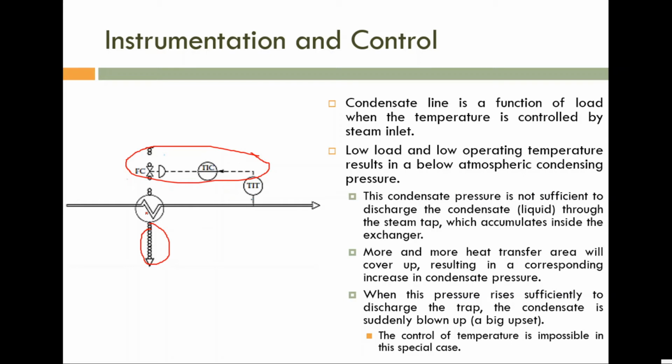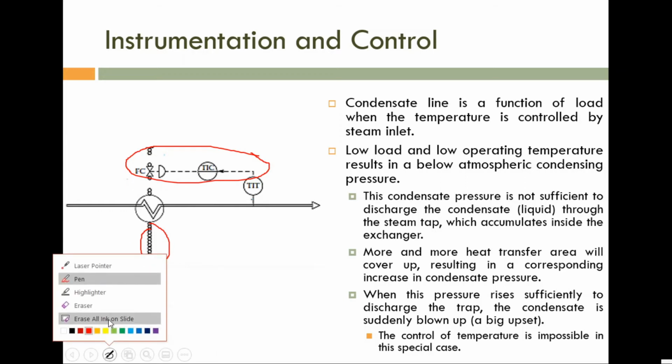So due to the large and quick variation of heat transfer area, we have a blown up problem. In order to avoid that problem, instead of manipulating steam flow rate, we have to manipulate condensate flow rate. Okay, so that is our next instrumentation.